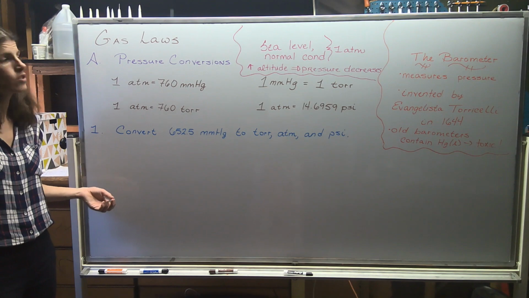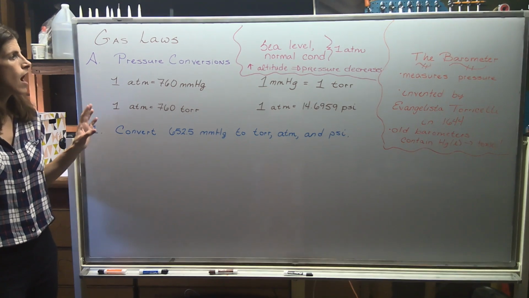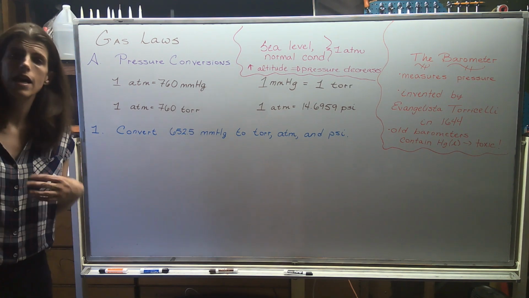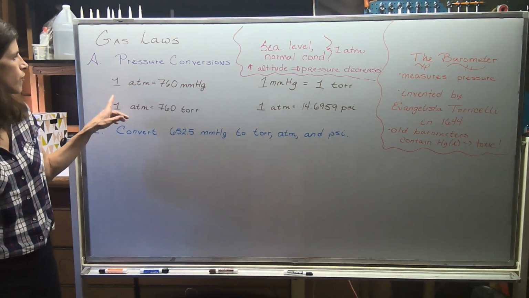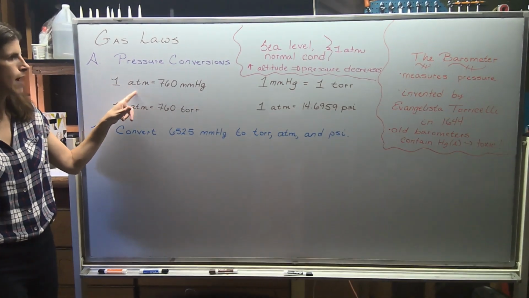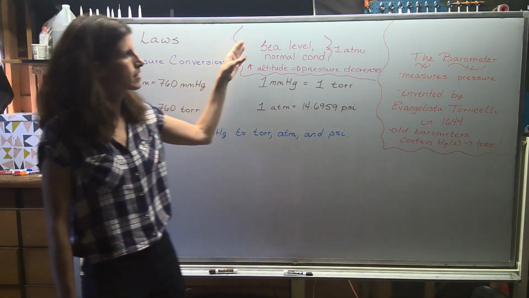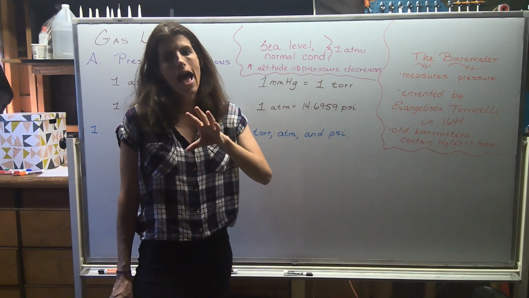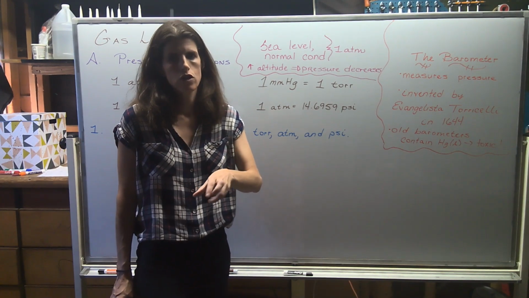As we jump into this unit on gas laws, I just wanted to quickly introduce different pressure units and their conversions. So the first one to be familiar with is atmospheres. If you're at sea level under normal conditions, you're under 1 atmosphere of pressure.